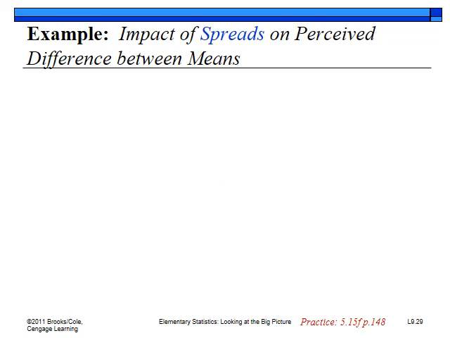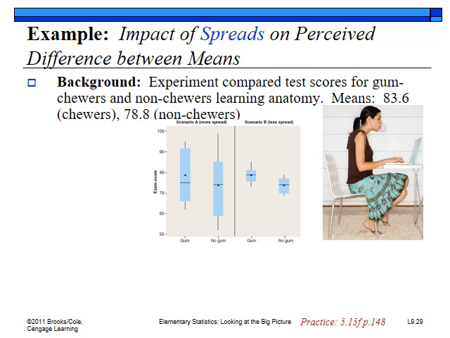Let's look at an example of the impact of spreads on how we perceive the difference between two means. Consider this scenario. An experiment compared test scores for gum chewers and non-gum chewers who were studying anatomy. The means on the tests were 83.6 for the chewers and 78.8 for the non-chewers. Here are the side-by-side box plots that might have resulted from our data. Remember, in some box plots, such as these, the means are indicated with the dots inside the boxes. So each of these indicates a mean of 83.6 for the gum chewers and 78.8 for the non-gum chewers.